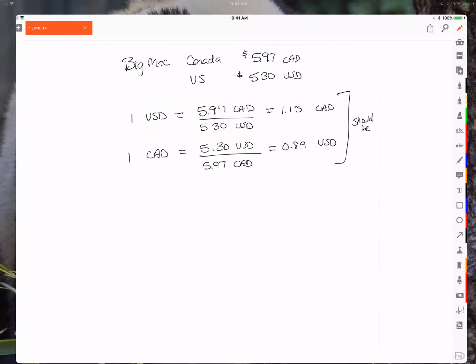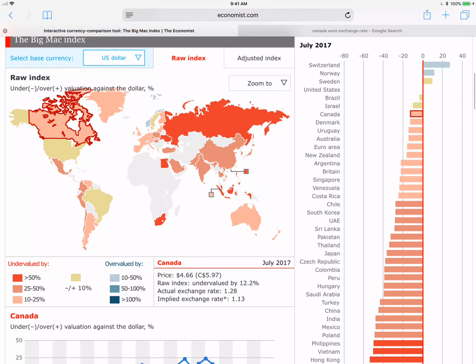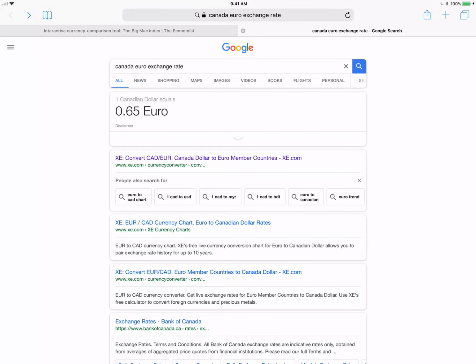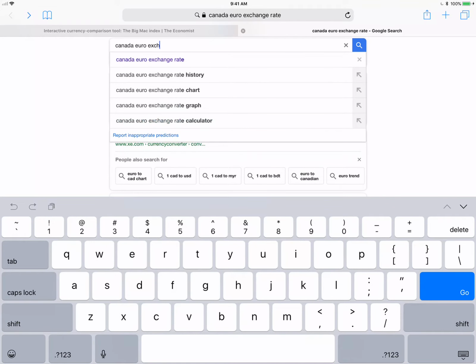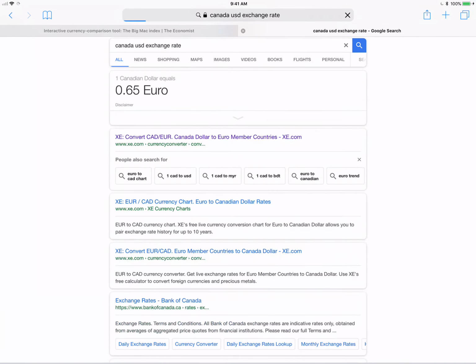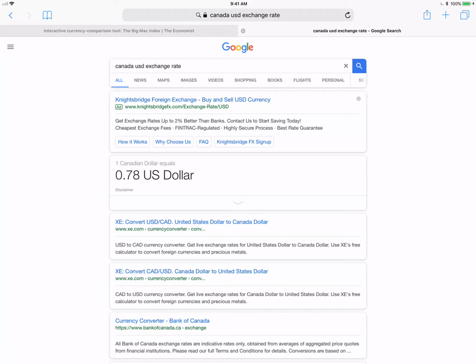So let's go on the internet. And let's find, so we're looking at not the Canadian dollar versus the euro, but the Canadian dollar versus the US dollar exchange rate. All right, so 1 Canadian dollar is equal to 78 cents US.